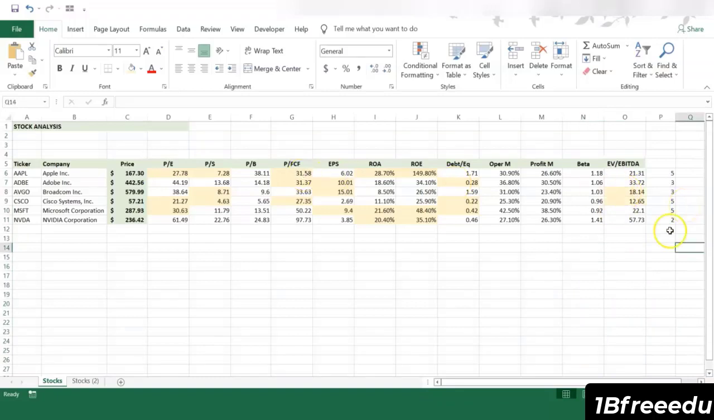So in conclusion, comparing only these 6 stocks, we can see that Apple, Cisco and Microsoft have the best ratios.